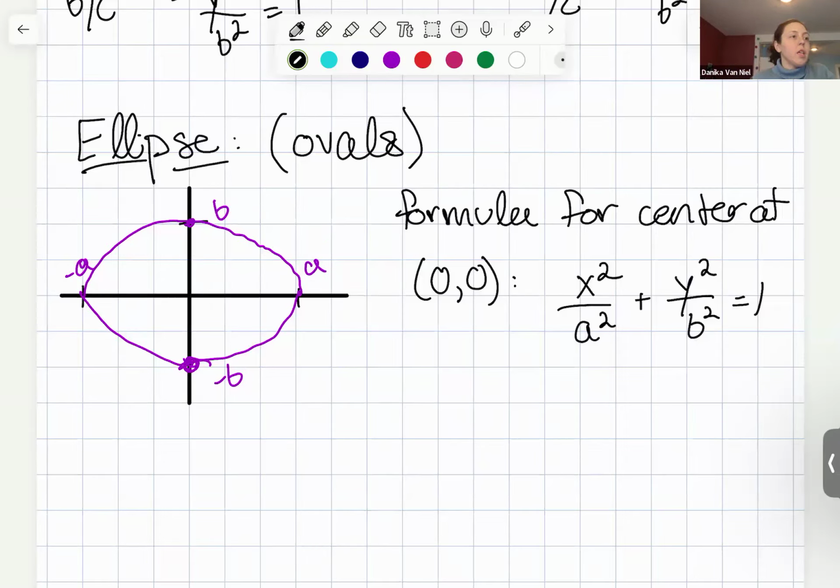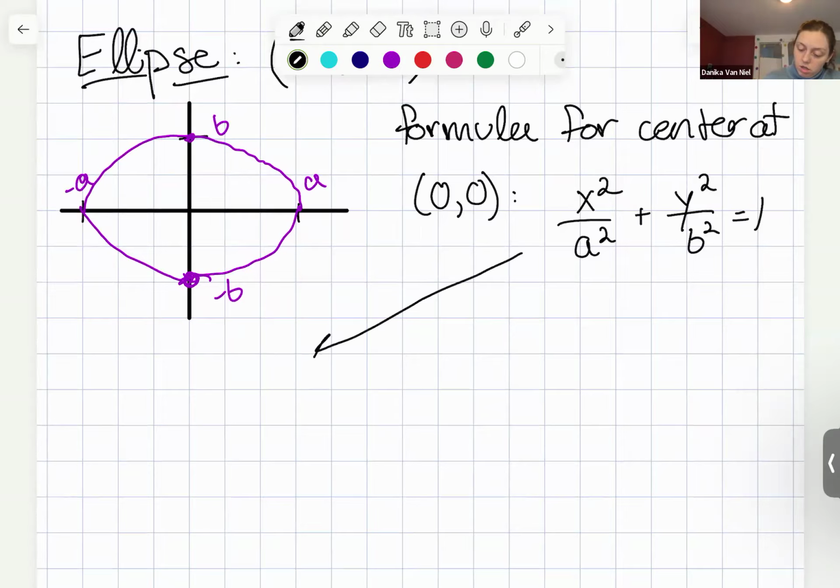When the center's not at 0, 0, it's a bit more complicated. It's going to be x minus something all squared over a squared and all this stuff. But ellipses are when a and b are not equal to each other, because if a and b are equal to each other, this is just a circle. That's a circle. Okay.